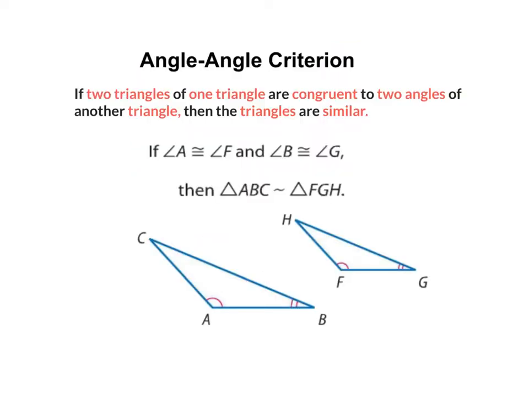Angle criterion. If two angles of one triangle are congruent to two angles of another triangle, then the triangles are similar. So let's look at our triangles. If angle A is congruent to angle F and angle B is congruent to angle G, since that is true, then triangle ABC is similar to triangle FGH.